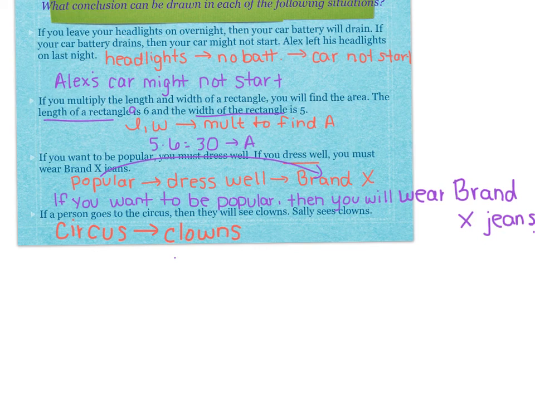Well, let's think about where Sally would be in my sentence. Sally is here. Sally is seeing clowns. Do we know she went to the circus? Okay. Correct answer here is no. I don't know that she went to the circus. No conclusion.